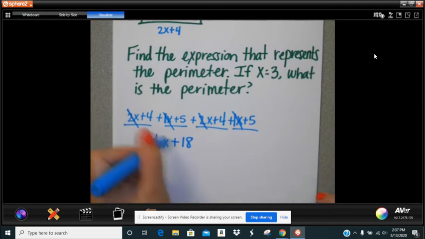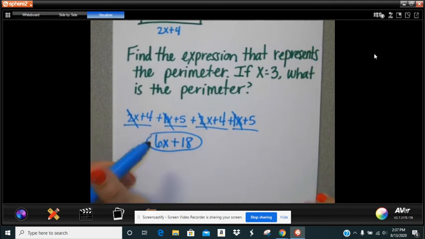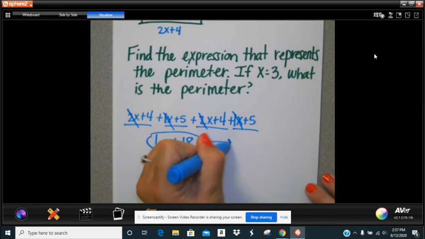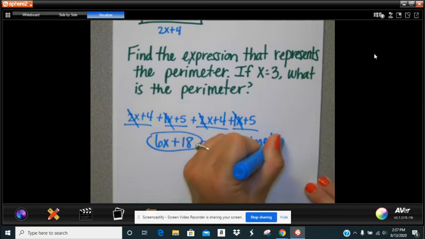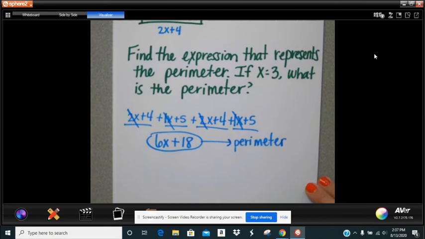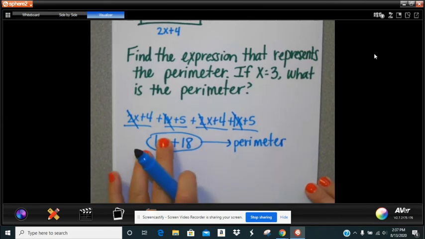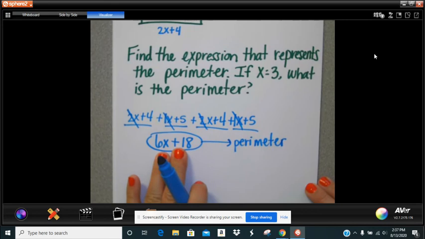Okay, so that's part one: find the expression that represents the perimeter. That's my perimeter, because that's an expression, it can't be simplified any further. So 6x plus 18 is my perimeter.